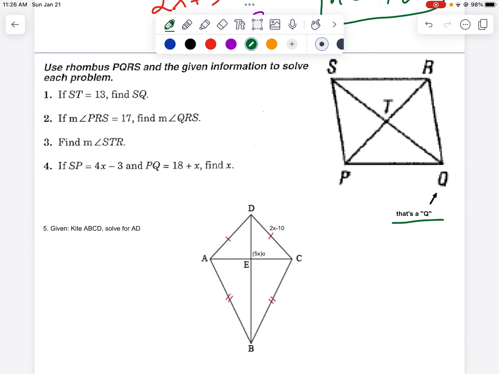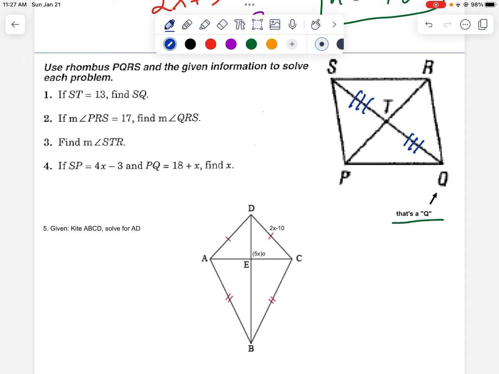All right, let's pick it back up. Here we go. We have a rhombus. All right, so we know a lot of different things about a rhombus. So let's flip to our rhombus packet. It's talking about ST and SQ. Well, here's ST. I'm going to transfer my marks to the diagram. I think I had 3 on here and 3 here.